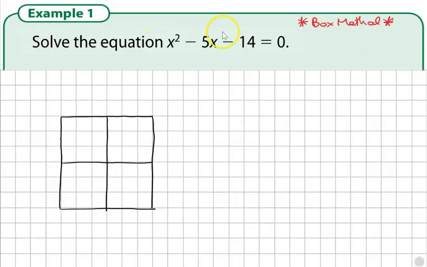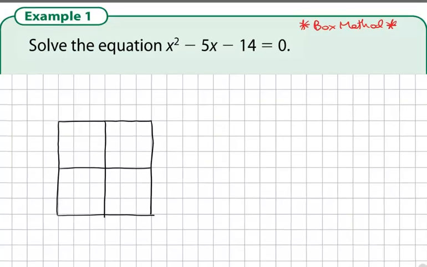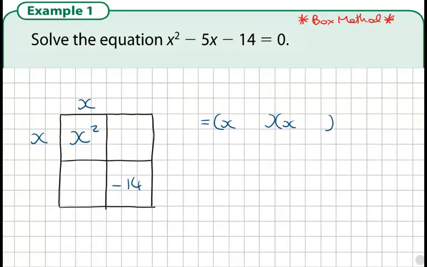So if we want to solve the equation using the box method or the array method, we draw out our boxes. So we have 4 boxes. So x squared goes into the first box. So x times x gives us x squared. So into our empty set of brackets, we're going to put x in the front of both brackets. And -14 goes in the back because -14 is our constant. So this minus, again, tells us we have different signs.